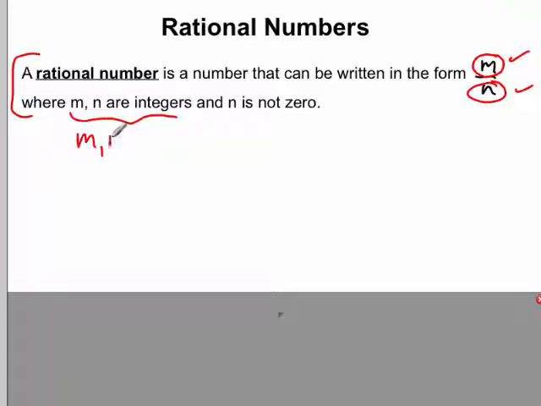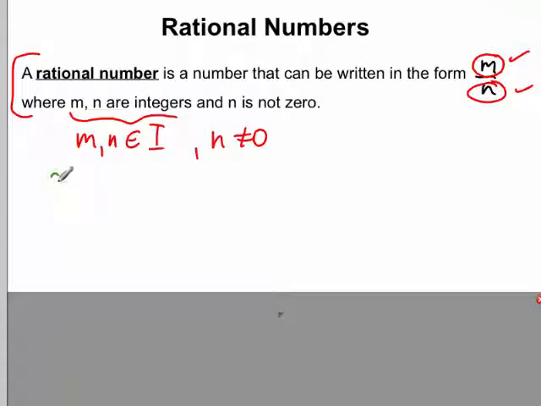m and n are elements. That's the Greek letter epsilon, which means "is a member of" the set of integers. Okay, so that's shorthand for m and n are integers, and n is not 0. Alright, so all we're saying is a rational number is two integers.